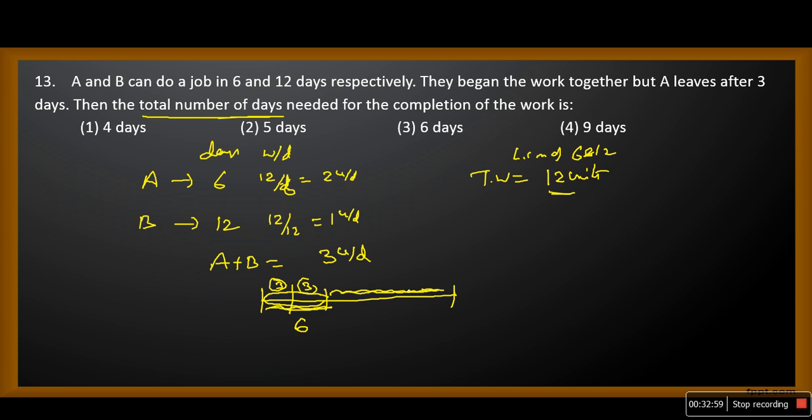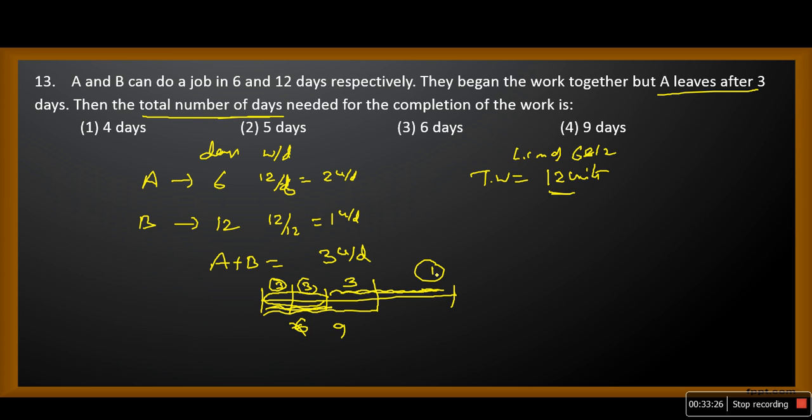Okay. Now after 3 days what happens? A leaves. After 3 days, another third day. Third day total the work done by them is 9 units. First day 3 units, second day 3 units, third day 3 units. Still how many units of work is left over? 1 unit is left over. But what happened? After 3 days A left. So still 1 unit is left over after 3 days.